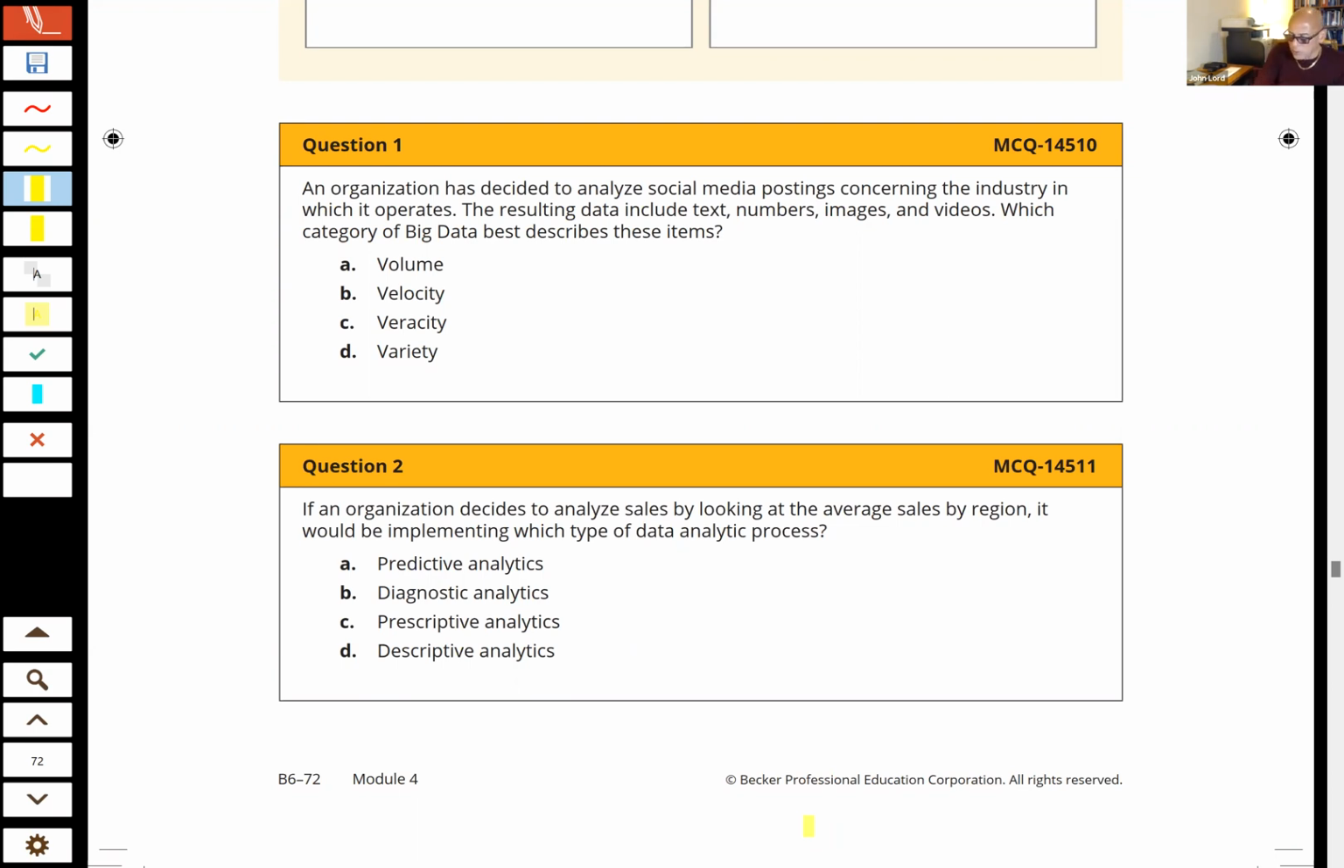Okay, looks like most of us have had a chance to look at this one, and 90% of us got it correct. Again, you can see that this is largely definitional stuff here. They're talking about what variety of data, both using numbers, images, videos. That's all variety of data, right? Okay, good. Let's go ahead and look at our next question.